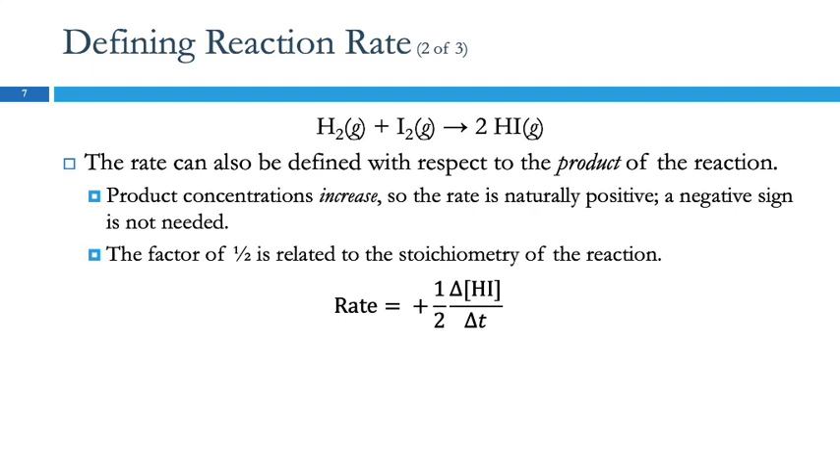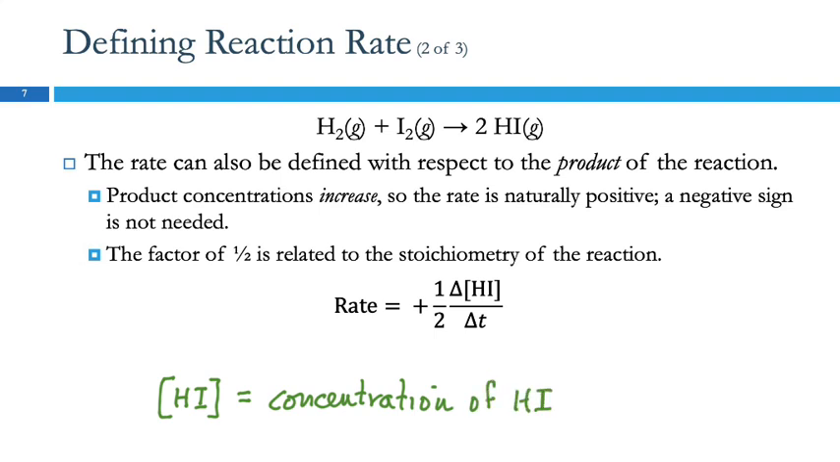which reminds me, what do those brackets mean? Concentration. So that means the concentration of HI. And that is almost always measured in molarity, moles per liter. So this doesn't have a unit specified because we understand that it's molarity, moles per liter. So the change in the concentration of HI divided by the change in time.